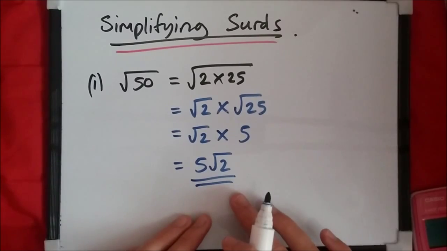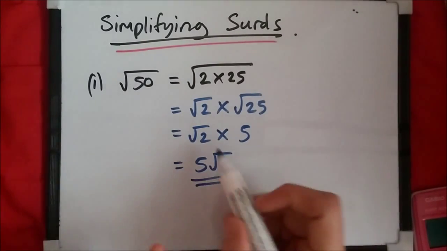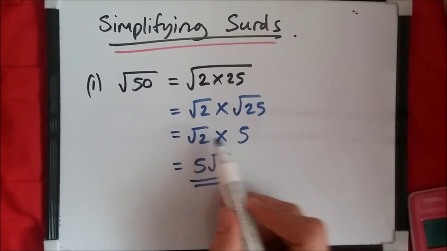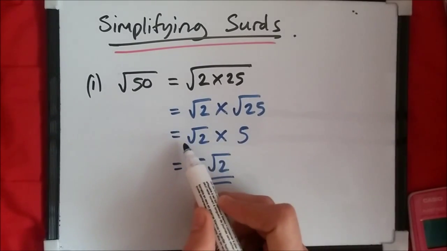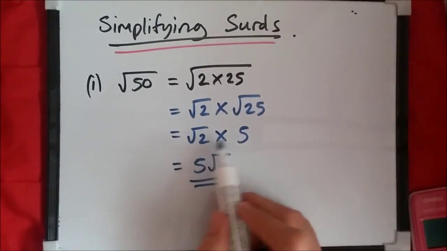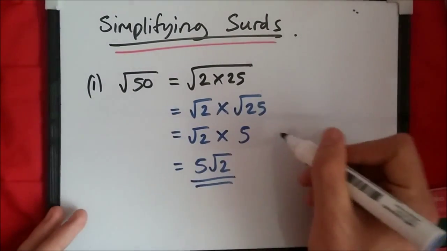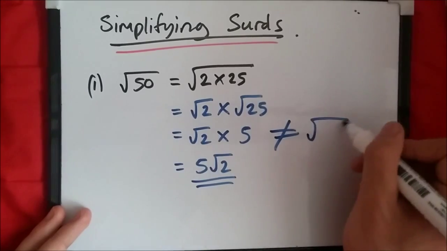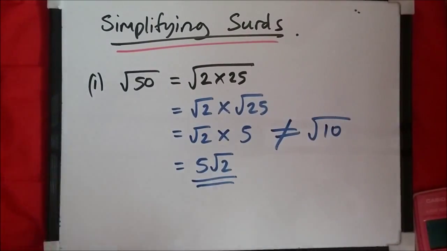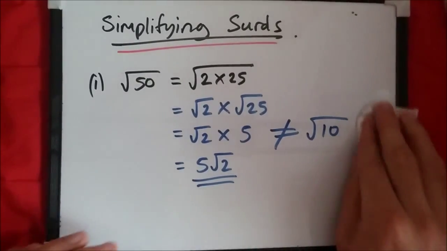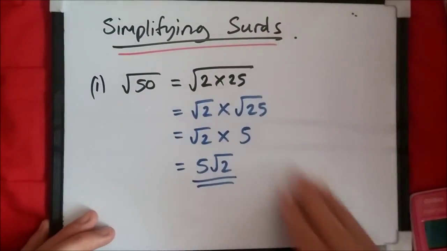Whole numbers and surds, you just glue them together. But be careful not to put the 5 inside the root, because it does not go inside the 2. It goes in front. It's a whole number and a surd, and you cannot somehow combine them into one surd. So this definitely does not equal square root 10. These are not the same. You cannot multiply inside. So take note of that. Okay, so this is example 1.